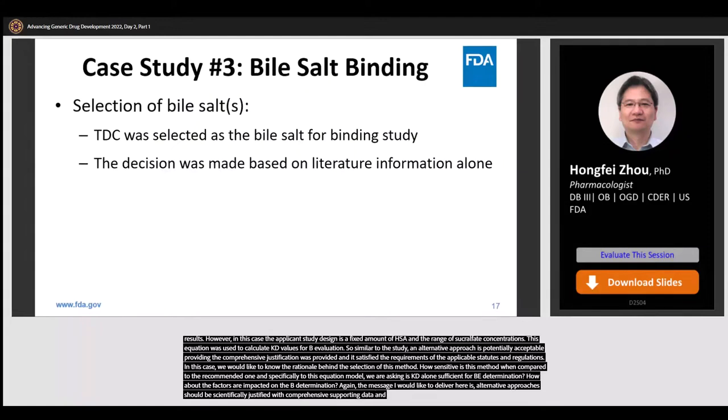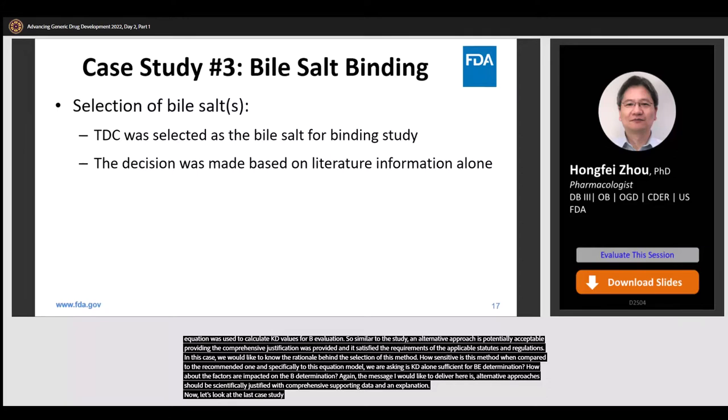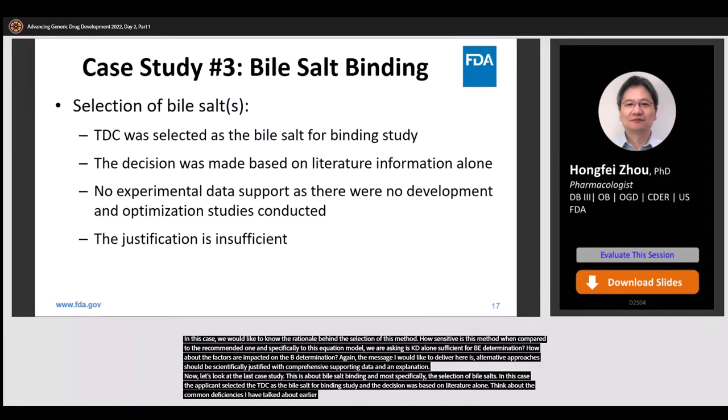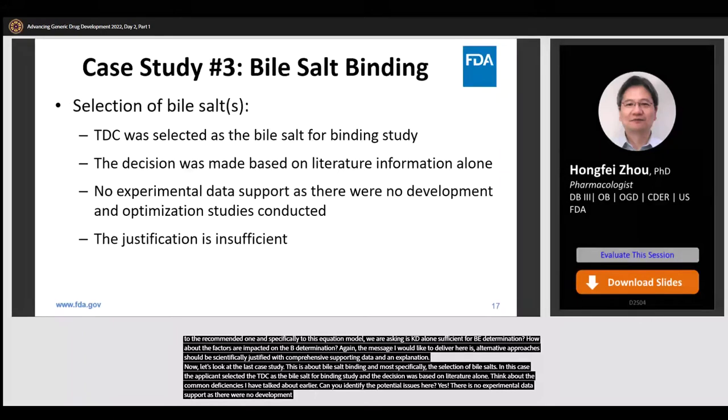Now, let's look at the last case study. It is about bile salt binding, and more specifically, the selection of bile salts. In this case, the applicant selected TDC as the bile salt for the binding study, and the decision was made based on literature information alone. Now, think about the common deficiencies I've talked about earlier. Can you identify the potential issues here? Yes. There is no experimental data support as there were no development and optimization studies conducted here. The justification by citing literature alone is insufficient.